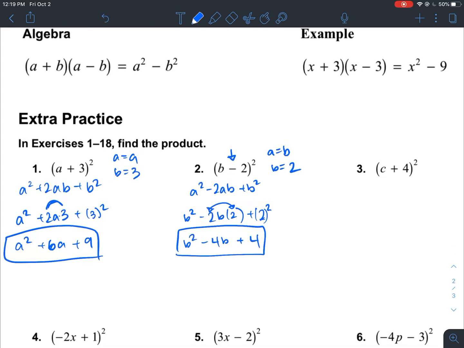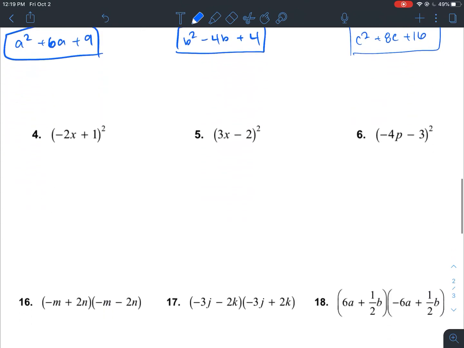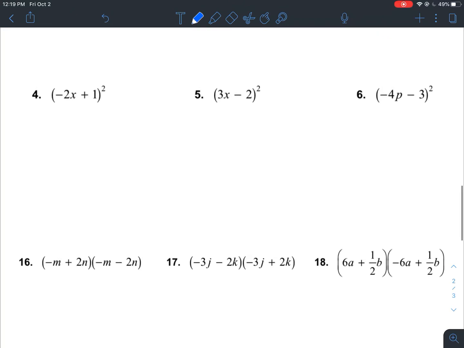Alright, now c plus 4 squared. So in this case, this is plus, so this should look like a squared plus 2ab plus b squared, where a is equal to c and b is equal to 4. So then we're going to have c squared plus 2c times 4 plus 4 squared. So c squared plus 8c plus 16. Okay, so go ahead and try 4, 5, and 6.